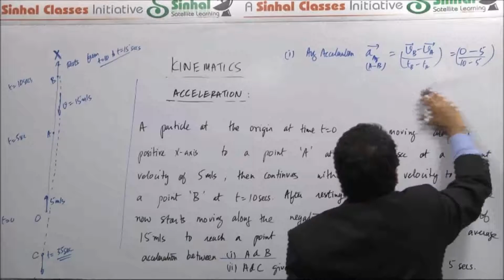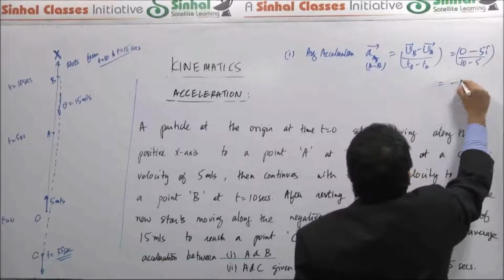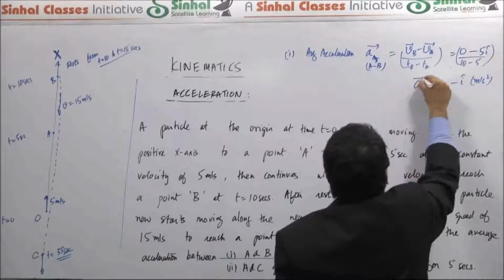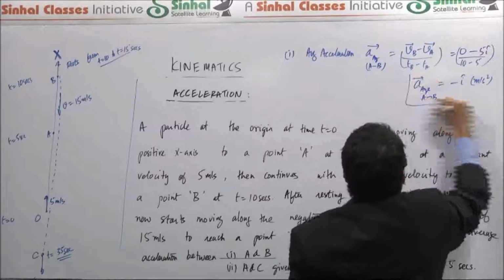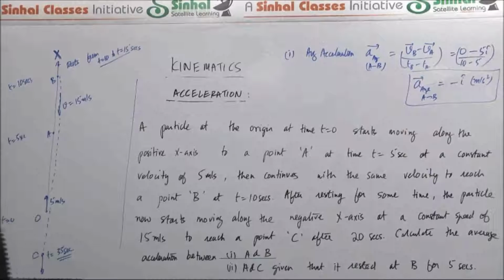So you can see that is minus 1 meters per second square. Or let's say it is minus i cap meters per second square. That is the average acceleration from A to B. Right, so hope that part is clear, and we take that down.